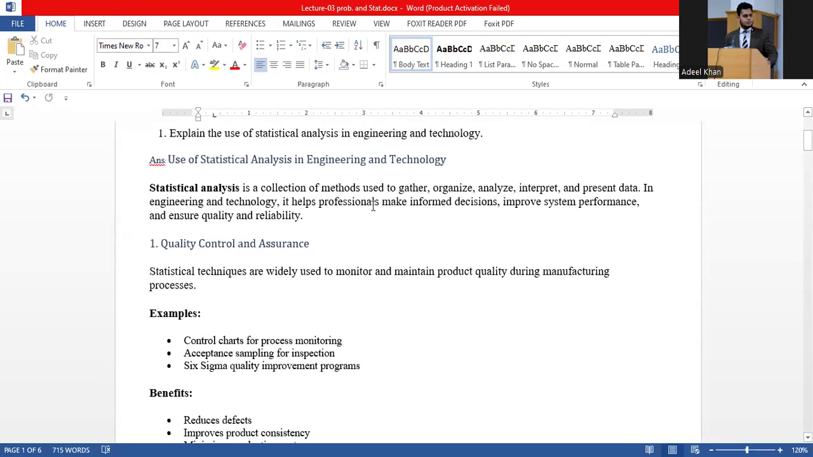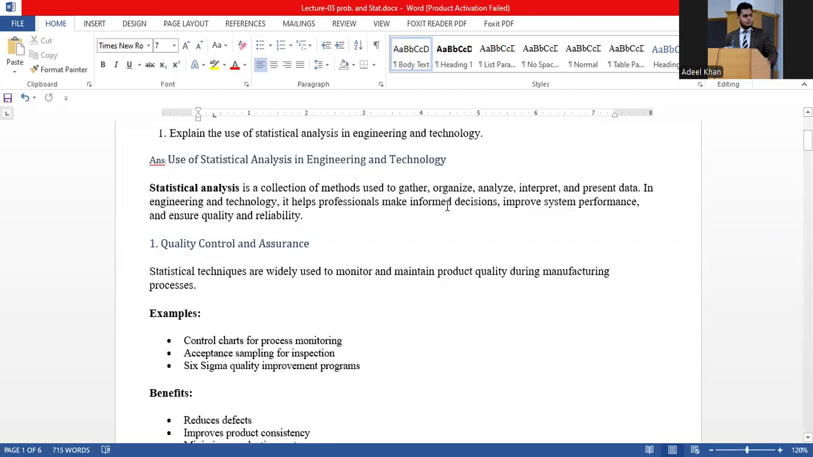The use of statistical analysis in engineering and technology: statistical analysis is one in which the data we got is in provided format or unformatted data. So statistical analysis is a collection of methods used to gather, organize, analyze, interpret, and present data in engineering and technology. It helps professionals make informed decisions.